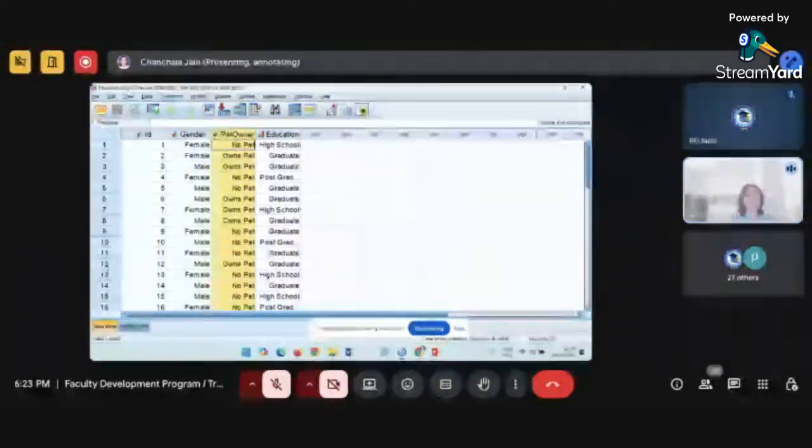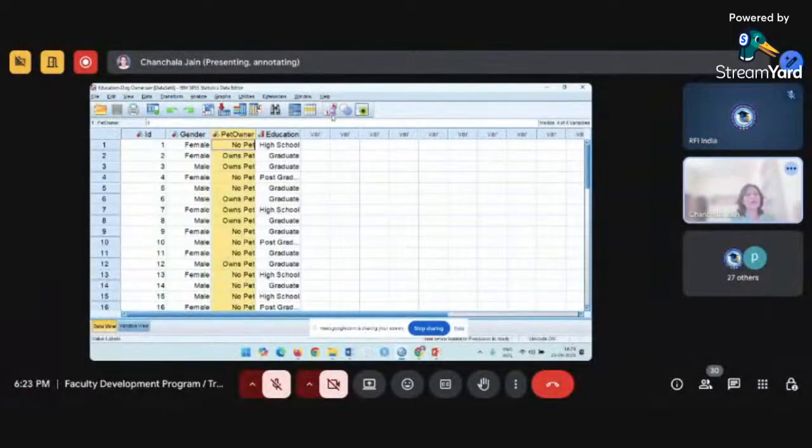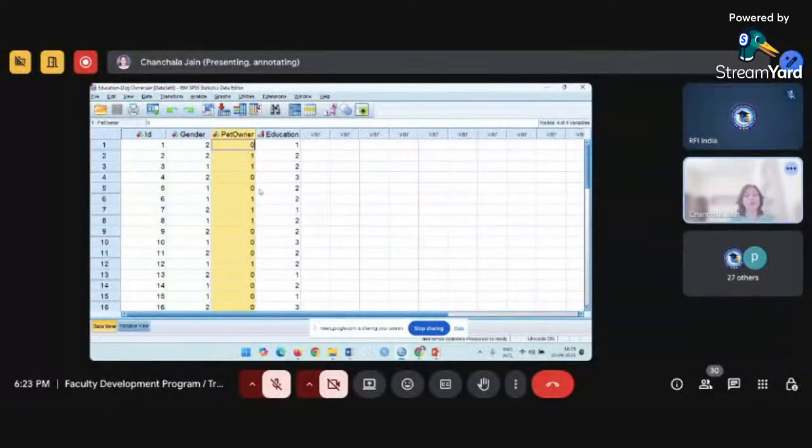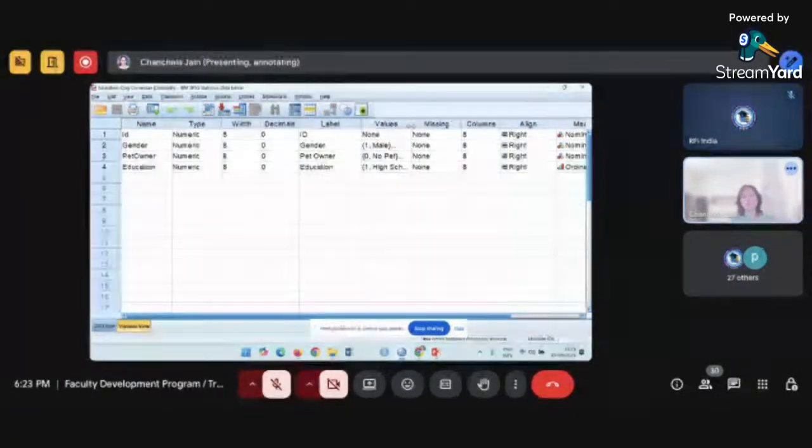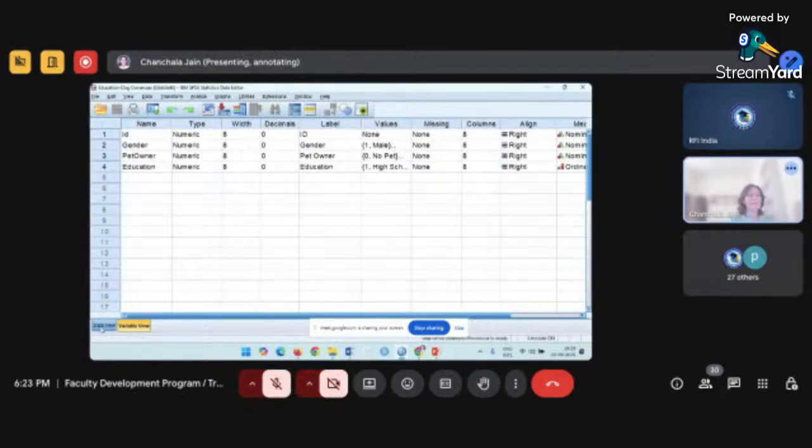You can see here I have clicked on this data label icon. It is indicating that 2 is for female, 1 is for male, 0 is for no pet, 1 is for owns pet, right? Or if you wish, you can explore from the variable view also. Up to you which way you want to explore, right?